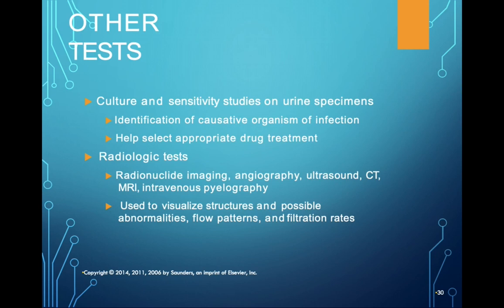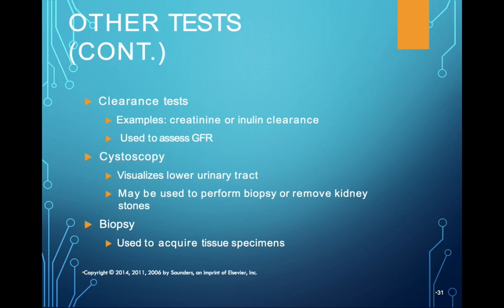They'll do some radiological tests like MRI or angiography, ultrasound, CAT scan, and all of these are used to visualize the structures and any type of abnormality that could be impeding the flow patterns and the filtration rates. They'll look at the clearance of inulin or creatinine. They'll use that also, another method to assess the glomerular filtration rate. They'll use cystoscopy that visualizes the lower urinary tract, and they can also do biopsies, as they can with any tissue.